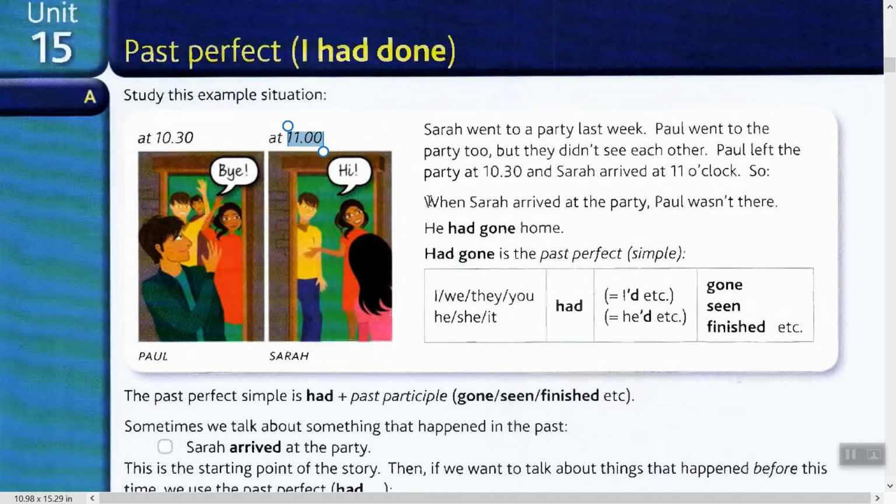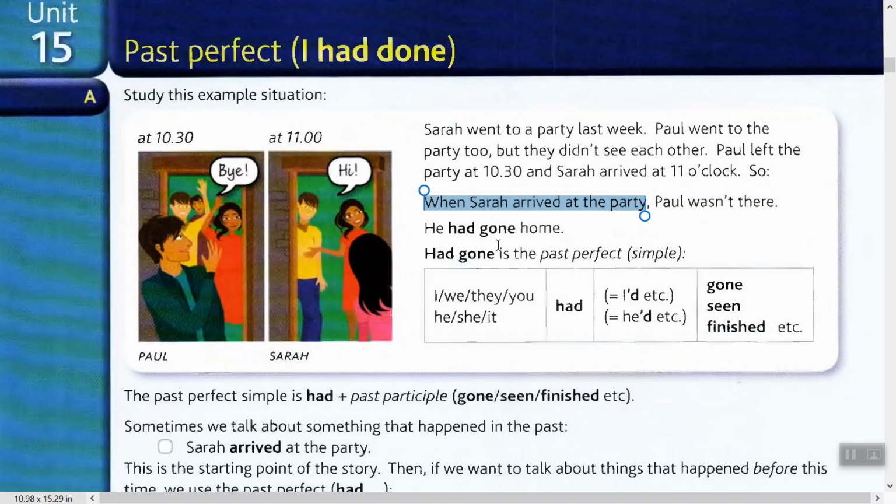So how do we answer? How do we say it in past perfect? When Sarah arrived at the party, you see here the example. When Sarah arrived at the party, Paul wasn't there. He had gone home. He had gone home. So two actions in the past. This is the use. Someone might say, Teacher, you haven't told us the uses. This is the use. Two actions, both of them happened in the past. One preceded the other. The first action that happened is the one that takes the perfect.